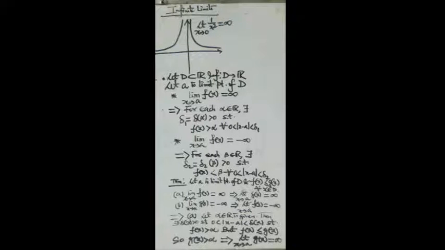Now comes this theorem. This theorem states that suppose a is a limit point of some real subset D, and there are two functions f(x) and g(x) where f(x) is less than or equal to g(x) for all x belongs to D. Then this theorem ensures that if the limit as x tends to a of f(x) is infinity, then through the given condition we will get the limit as x tends to a of g(x) will be infinity.